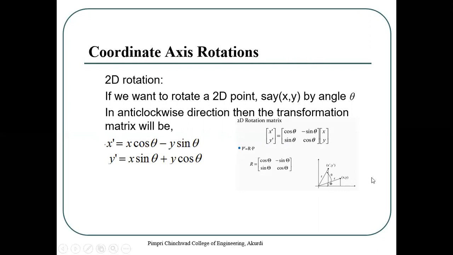Basically, in the 2D rotation, you already studied that if you have to rotate a 2D point, say x and y, by angle theta in anti-clockwise direction, then the transformation matrix will be like this. So this is the 2D rotation matrix: cos theta, minus sin theta, and cos theta. Cos theta diagonally and the sin theta it is opposite.